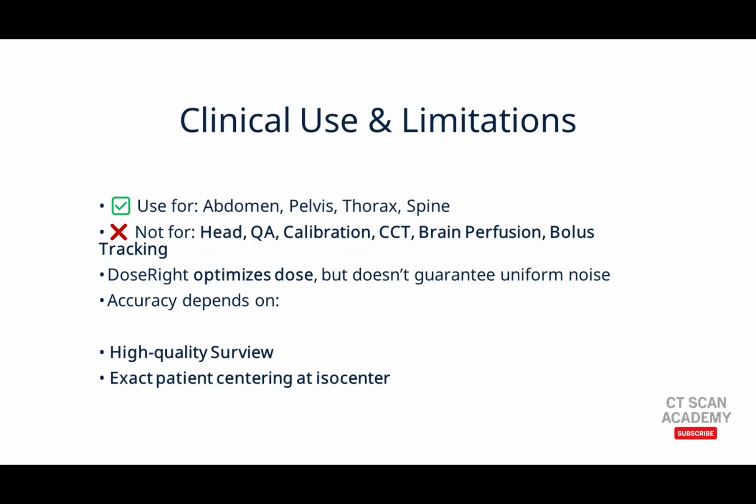Clinical uses and limits. DoseRight is suitable for abdomen, pelvis, thorax, and spine imaging. It is not appropriate for head scans, quality assurance/calibration scans, continuous CT protocols that require specialized timing, brain perfusion studies, or bolus tracking. DoseRight optimizes dose but may not provide uniform noise in all cases. Operator judgment is still required.